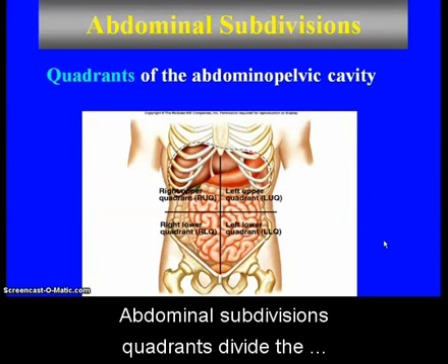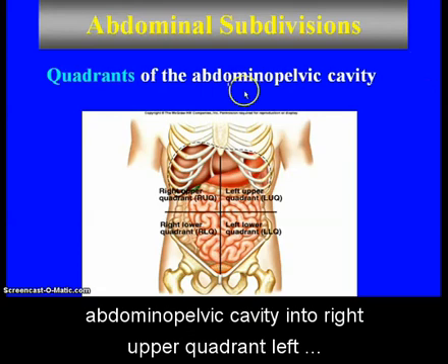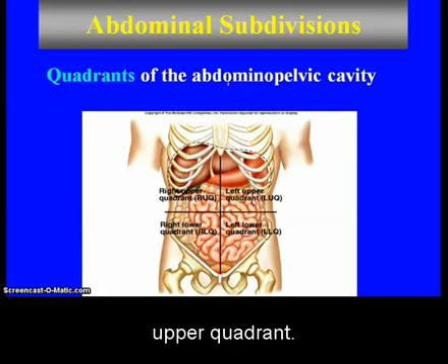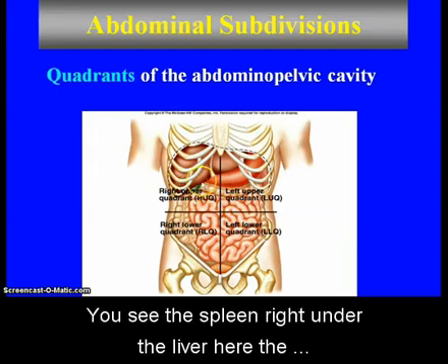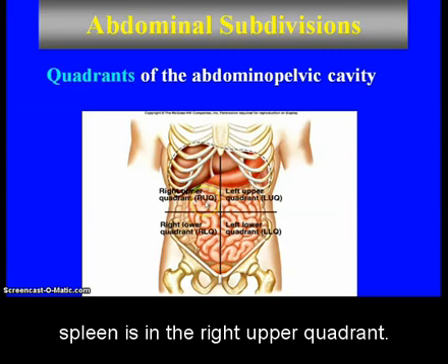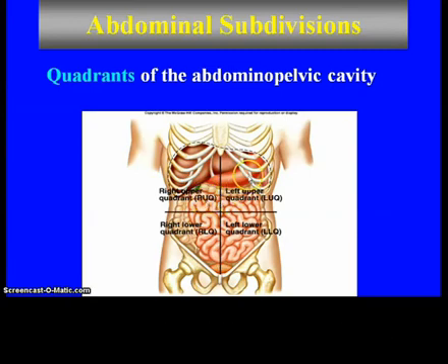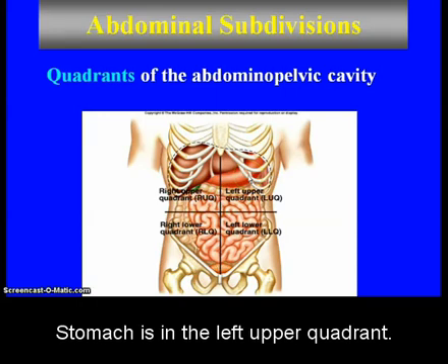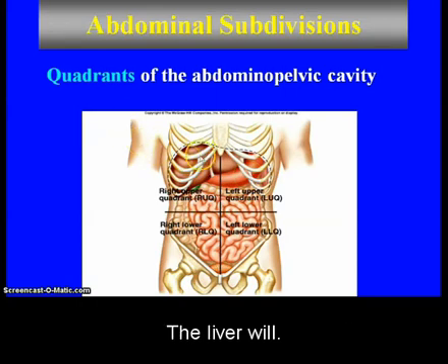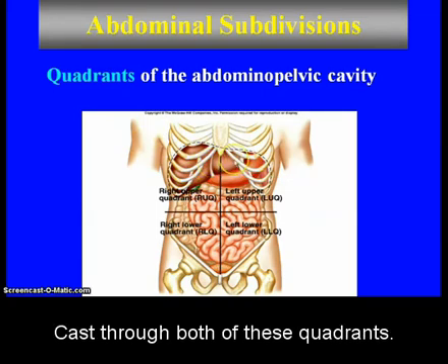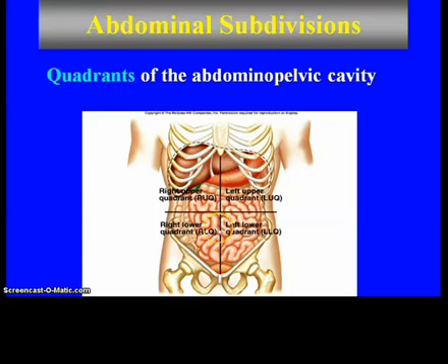Abdominal subdivisions. Quadrants divide the abdominopelvic cavity into right upper quadrant and left upper quadrant. You see the spleen right under the liver here. The spleen is in the left upper quadrant. Most of the stomach is in the left upper quadrant. The liver will pass through both of these quadrants.